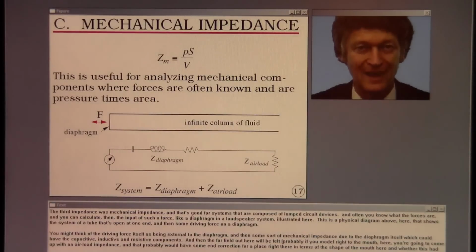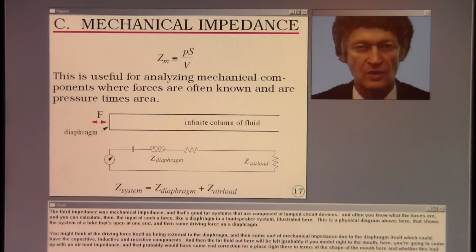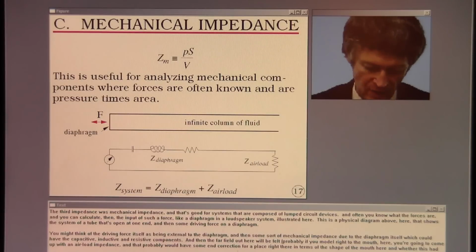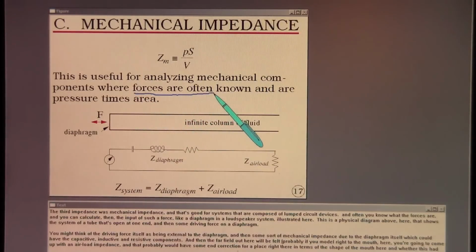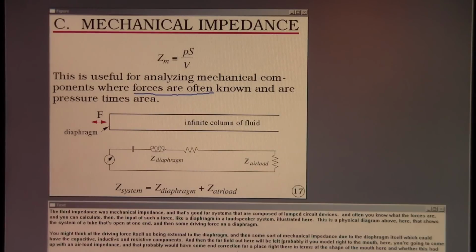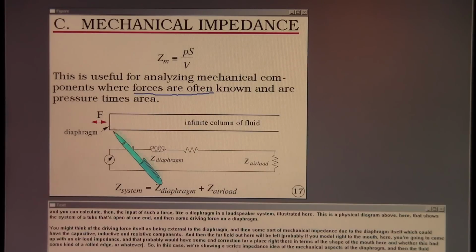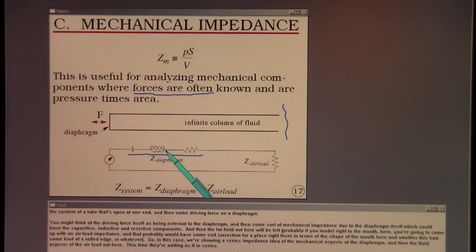The third impedance was mechanical impedance, and that's good for systems that are composed of lumped devices, circuit devices. And often you know what the forces are, and you can calculate then the input of such a force, like a diaphragm in a loudspeaker system illustrated here. This is a physical diagram above here that shows the system of a tube that's open at one end, and then some driving force on a diaphragm. You might think of the driving force itself as being external to the diaphragm, and then some sort of mechanical impedance due to the diaphragm itself, which could have the capacitive, inductive, and resistive components.